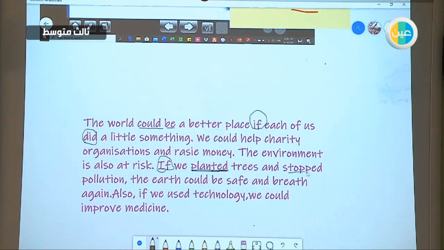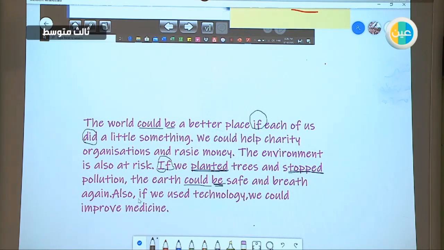Now we have another verb because we joined them with "and". So if we planted trees and stopped pollution, this is the "if" clause until the comma. Now the main clause: the earth could be safe and breathe. So we have "could", we have the infinitive "be". Let's move to the following one.